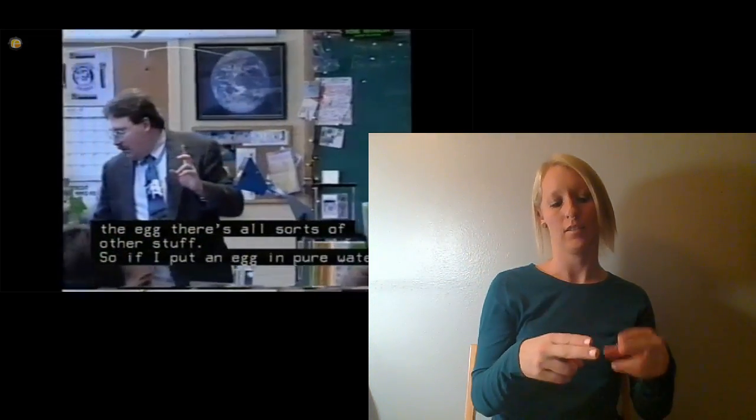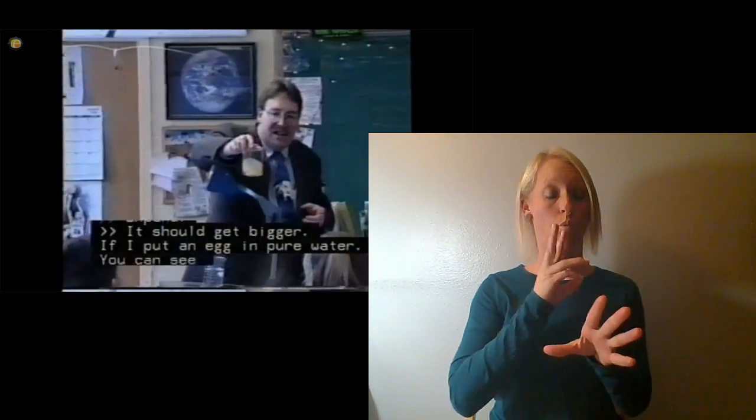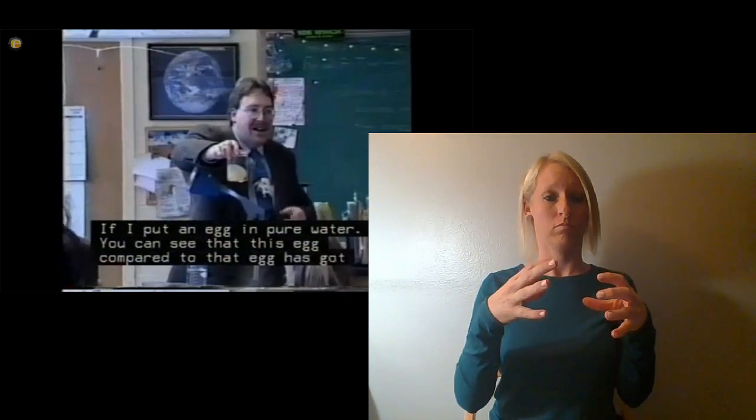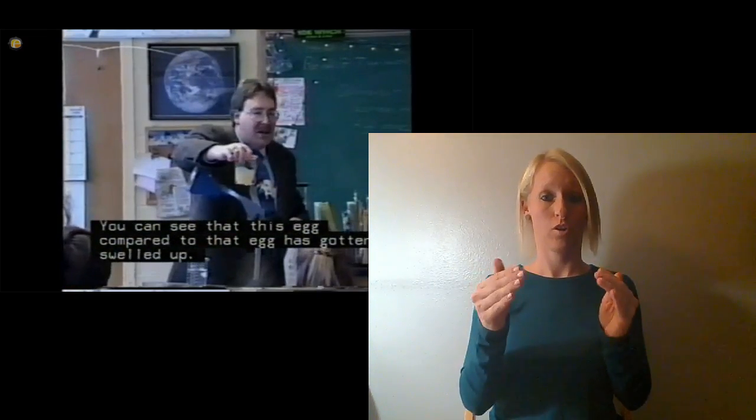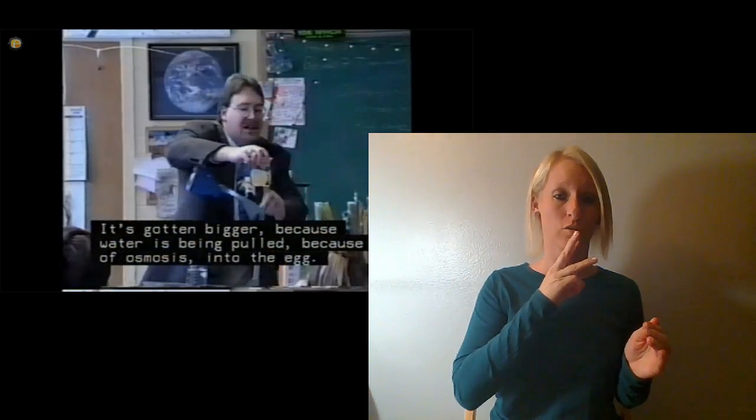So if I put an egg in pure water, what should happen to it? Expand. It should get bigger. So if I put an egg in pure water, you can see that this egg, compared to that egg, has swelled up. It's gotten bigger, because water is being pulled, because of osmosis, into the egg.